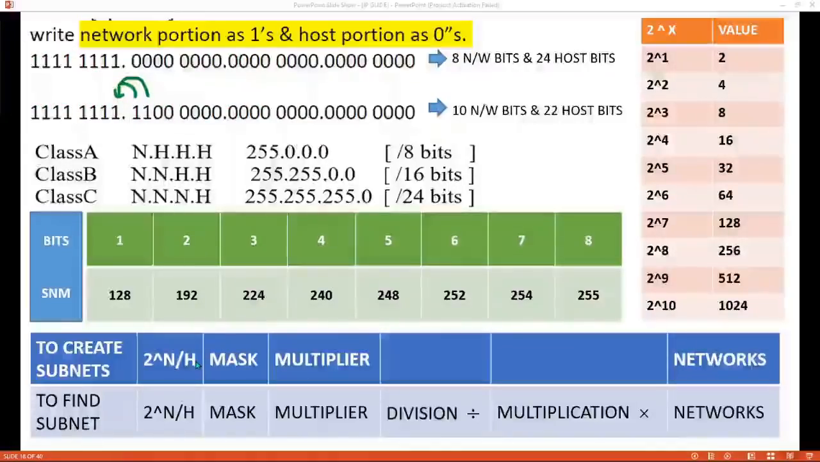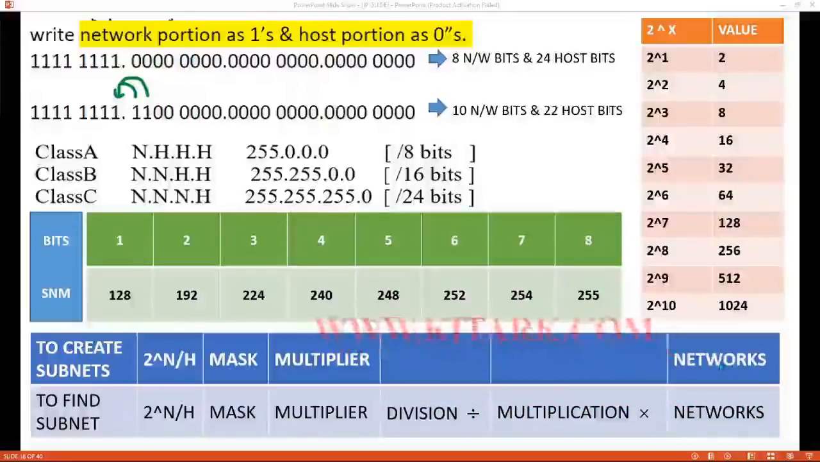Now just remember this: 2 to the power n or 2 to the power h, which means NH, then the subnet mask, then the multiplier, which means the number of IP addresses in a particular subnet, then the networks: the first subnet, second subnet, third subnet. We can write the broadcast and everything later, once we have found the networks.